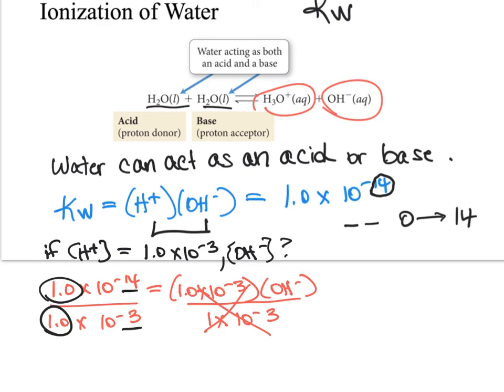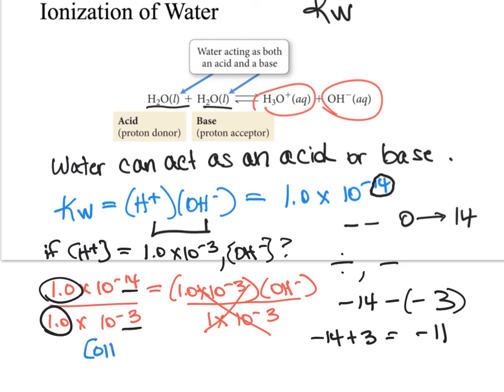And our exponential rule says when we divide, we subtract. So if we divide, we subtract the exponents. And I can only do that if the numerals associated with them are 1 or the same thing. All right, so this would be negative 14 minus a negative 3. So in other words, negative 14 plus 3, that is negative 11. So without doing any hard calculations at all, I know that hydroxide is equal to 1 times 10 to the negative 11th.